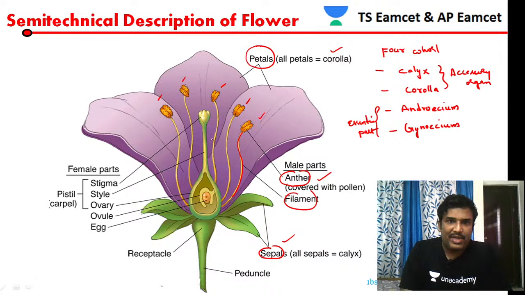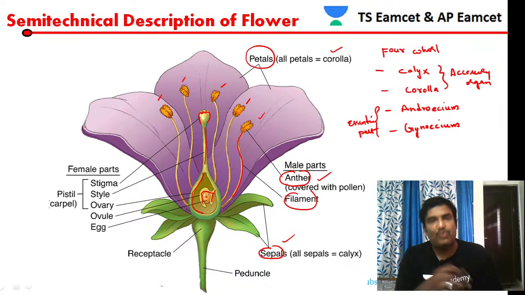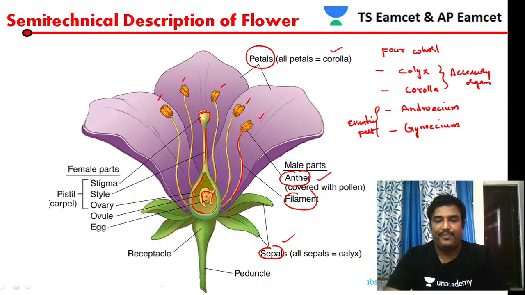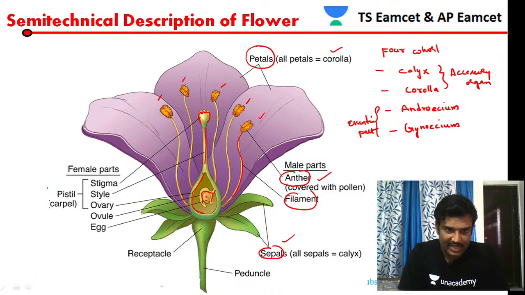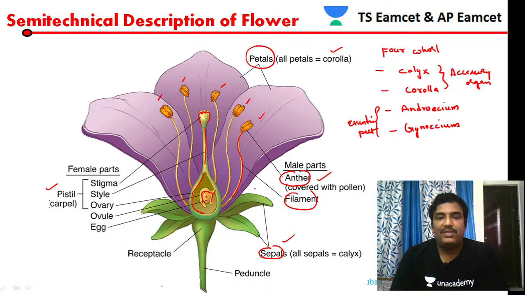Similarly you have the gynoecium. This part of the gynoecium is called the stigma, and there is a long stalk-like structure called the style, and at the base we have an ovary. Inside the ovary there is an ovule. Inside the ovule we have the embryo sac, and the embryo sac contains the egg. These are the basic parts present in the flower, students. The gynoecium is also called a pistil.